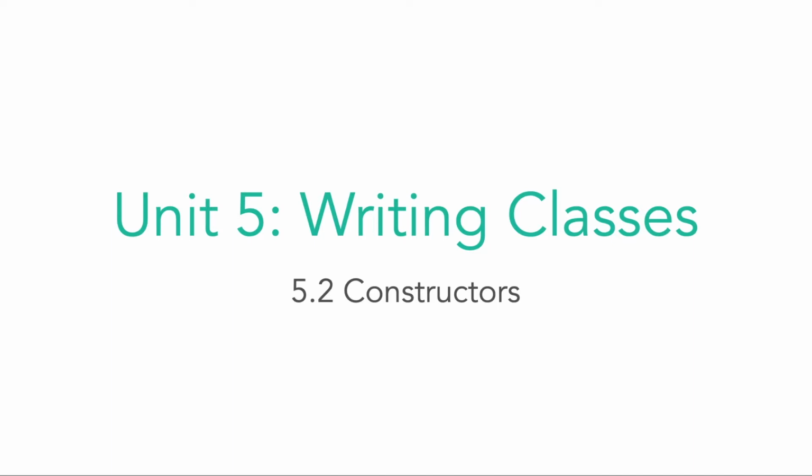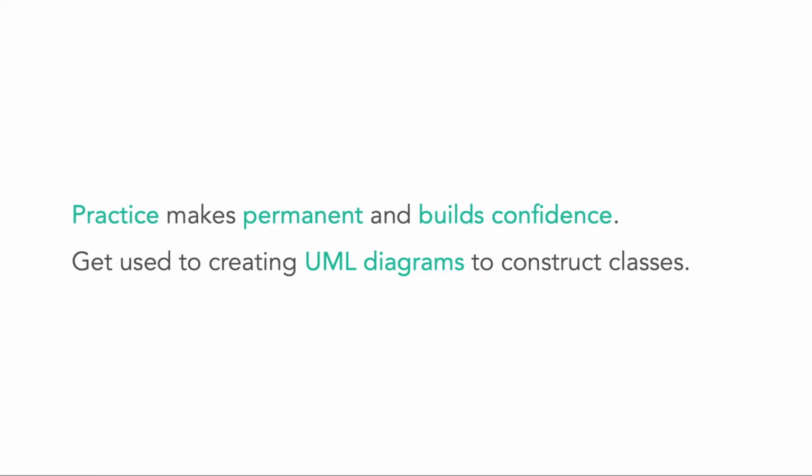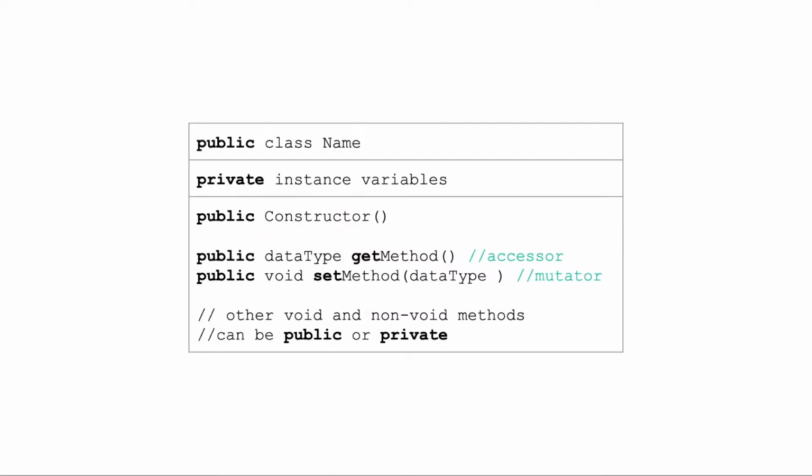Unit 5, Writing Classes, Topic 5.2, Constructors. Practice makes permanent and builds confidence. Get used to creating UML diagrams to construct classes. This is a basic UML diagram of a class. These will help you construct code for an FRQ Style 2 question.